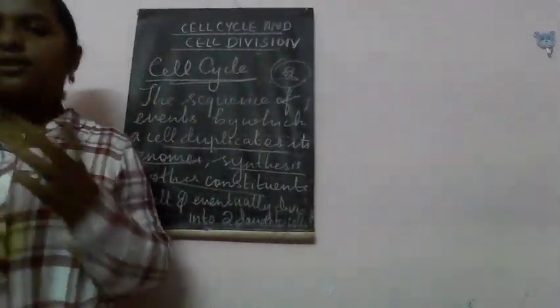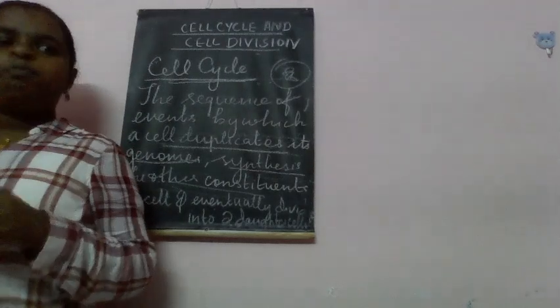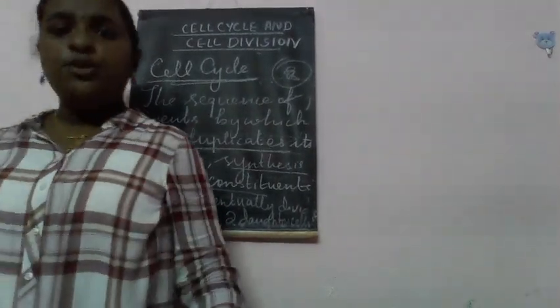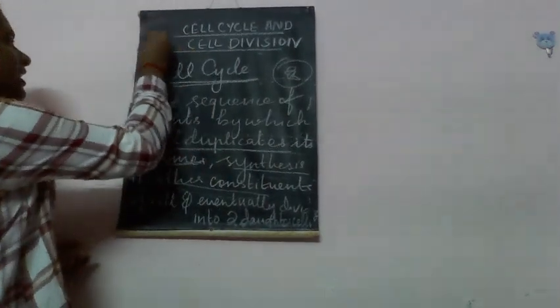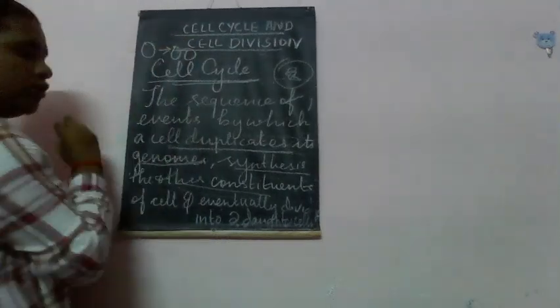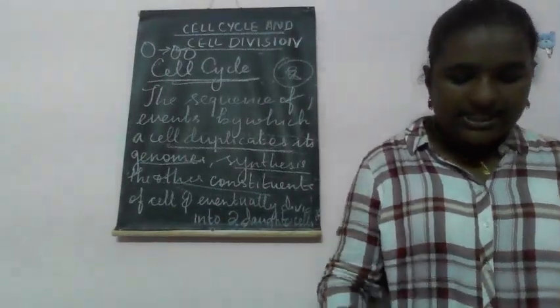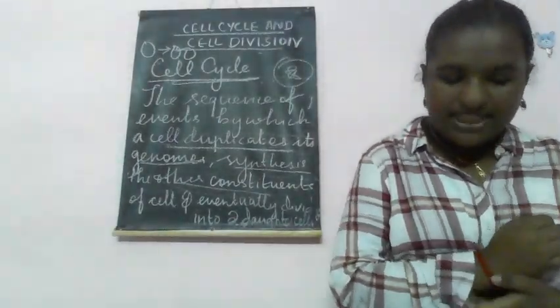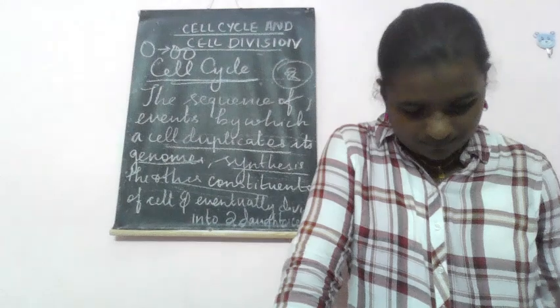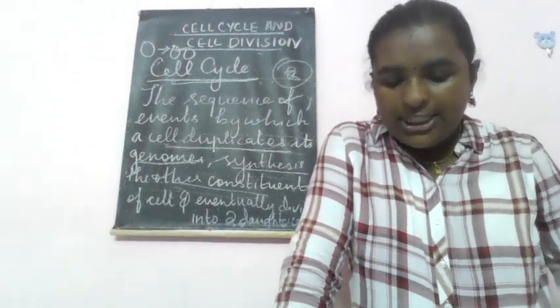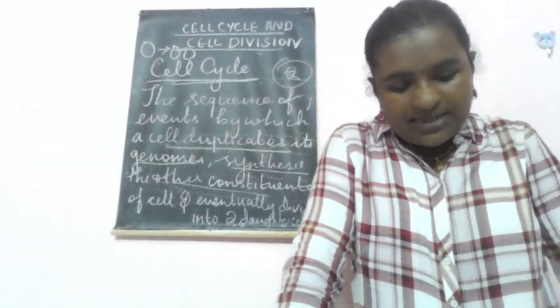That is what I'm saying. Synthesis of the other constituents is also happening over here, and eventually one cell divides into two daughter cells. Although cell growth in terms of cytoplasmic increase is a continuous process, DNA replication occurs only during a specific stage in the cell cycle.